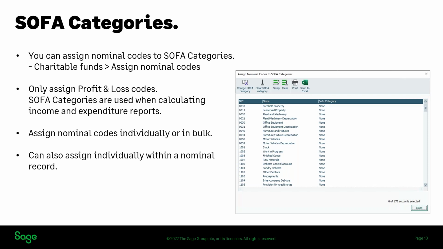Now, you can assign nominal codes individually or in bulk. You've got an option within the charitable funds area, and you've also got an option when editing a nominal code as well. When you're going into a nominal record, you can do it on an individual basis there as well. Let me just show you these. So back to my screen.